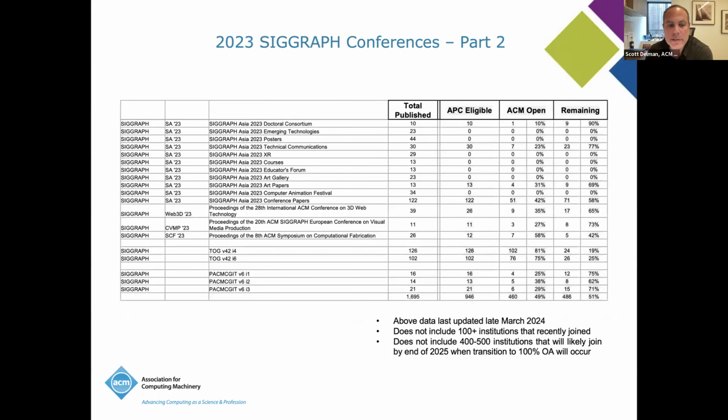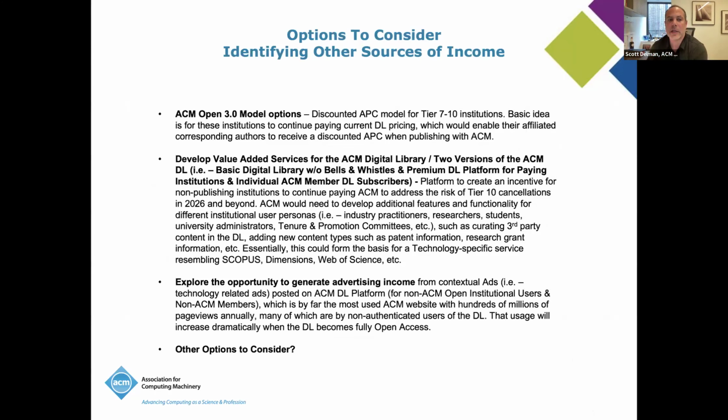This was the remaining number. Again, you'll see all of this so you can analyze it. And then one of the last slides is, we're also thinking about contingencies. One of the things that ACM has historically never done is advertise in the digital library. If you're a paying institution or you're an ACM member and you pay for your access to the digital library, we're not going to clutter up the digital library with advertising.